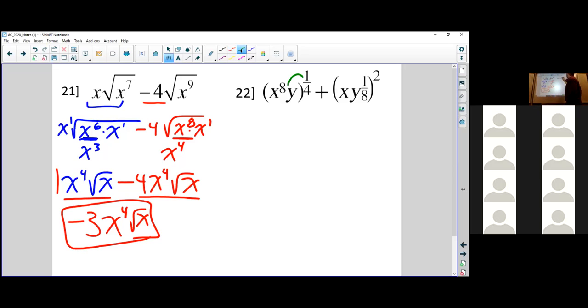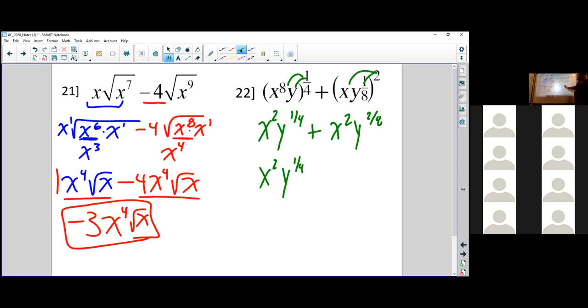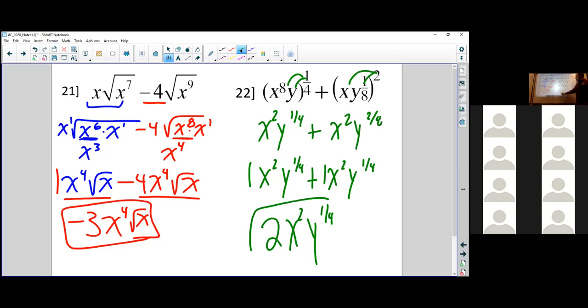I'm going to distribute this in. 1/4 of 8 is 2. And then y to the 1/4. Plus, distribute this in. That's x squared. And then that's y to the 2 over 8. 2 over 8 is 1/4. That stays the same. I happen to have 2 of these, so now I wind up with 2x squared y to the 1/4, and the problem's done.